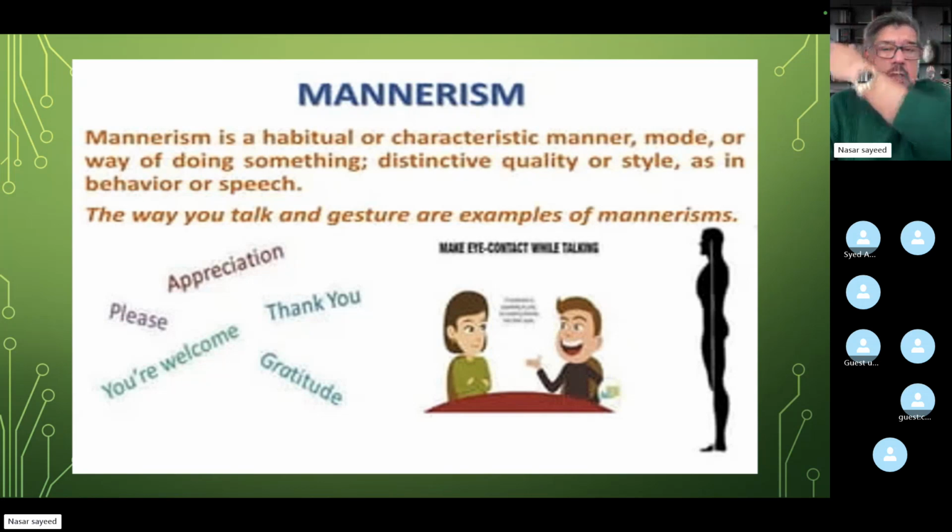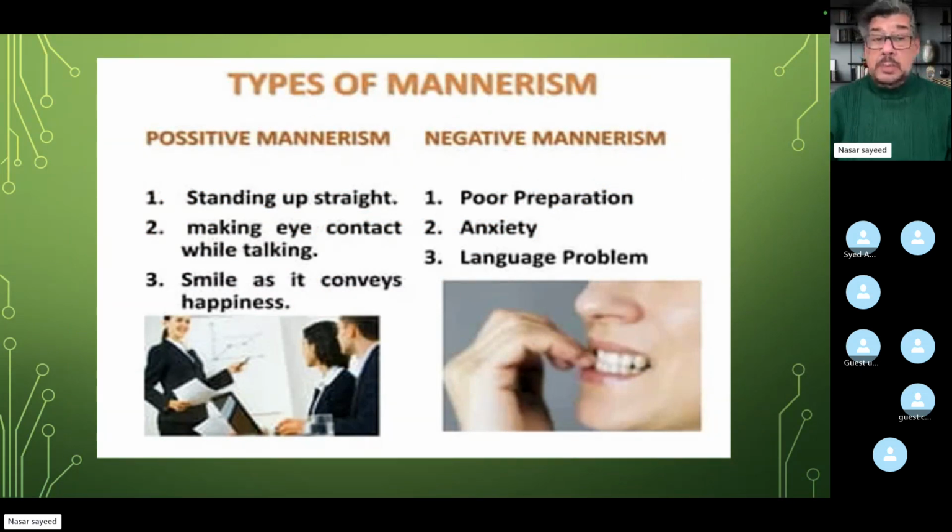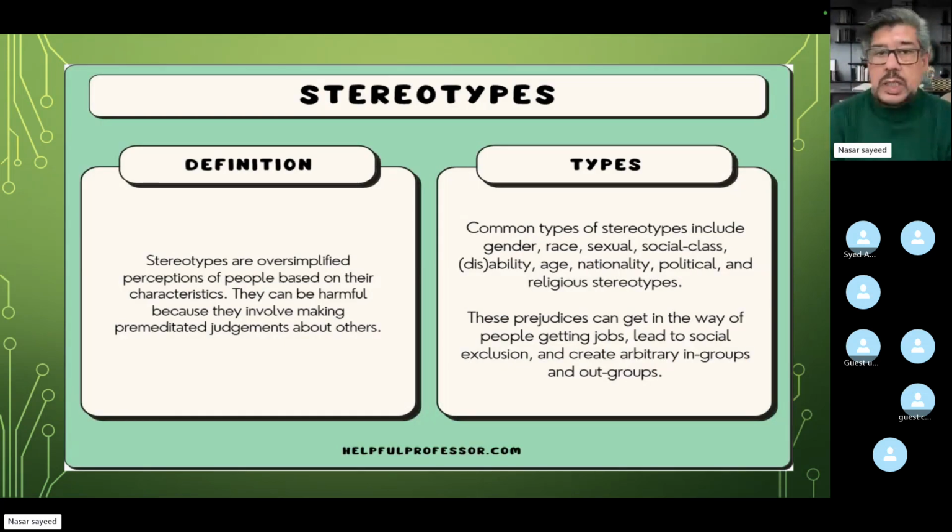Like I correct my hair like this at least once every minute, it could be a mannerism, a non-goal directed movement. But if it starts disturbing other people and it starts disturbing my work, then these mannerisms are complicated and we have to make sure that we treat them. Mannerism could be standing up straight, making eye contact while talking, a smile as it conveys happiness, poor preparation, anxiety, language problem, etc. So there are positive mannerisms and negative mannerisms. And negative mannerisms include, again, nail biting as well. It could be one of them, but needs treatment if it is there.